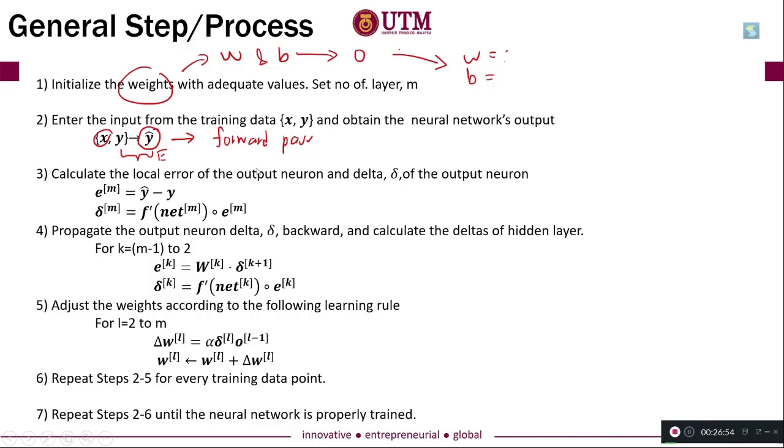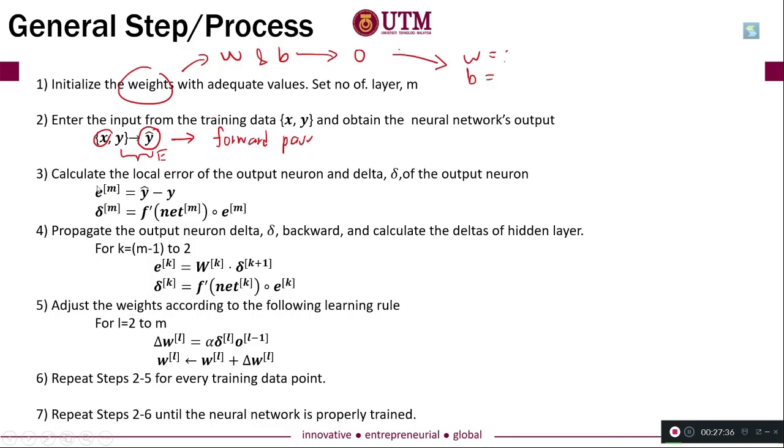Once you know the error, that is step number 3. Calculate the local error of the output neuron and delta. So this is how you calculate. Again, this one and this one come from the previous step. Once you know this, you might get your local error there. This represents the local error belonging to your output layer. Again I use bold fonts there, meaning that this is a vector. Once you find this, then you need to do the Hadamard product, or piecewise multiplication, between your E and your F prime to get your delta M.